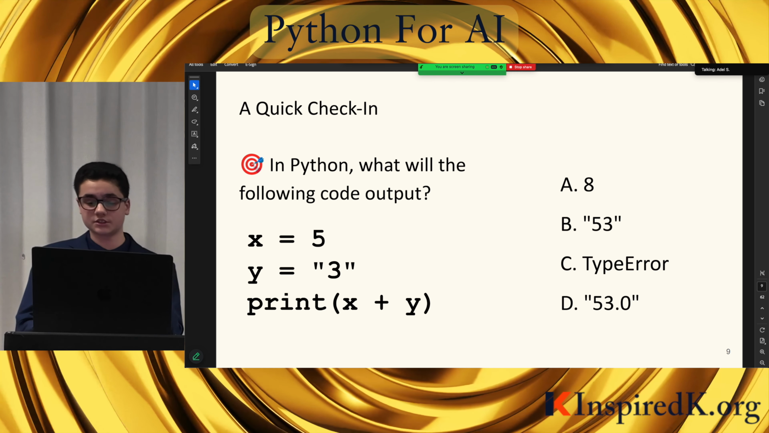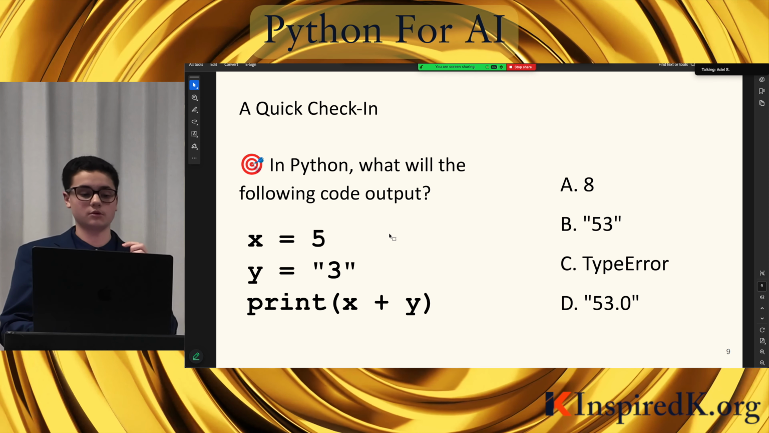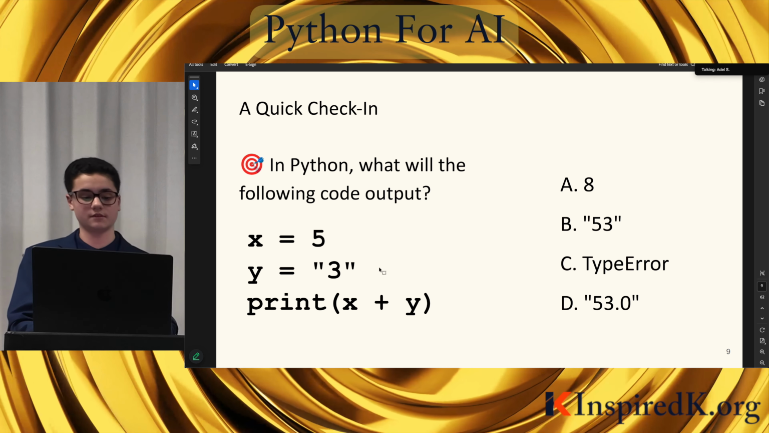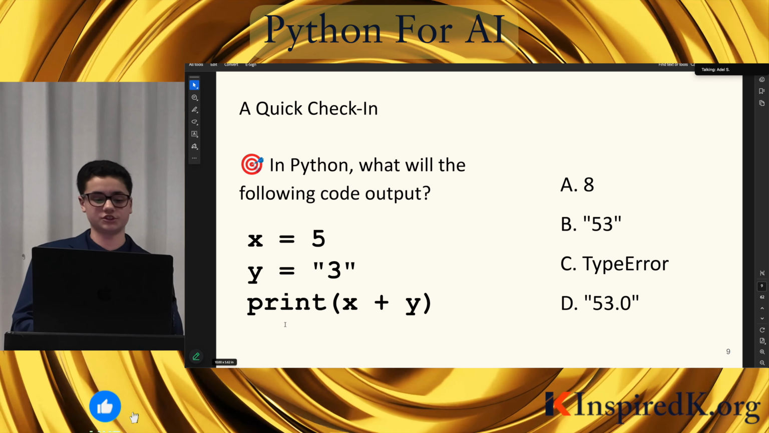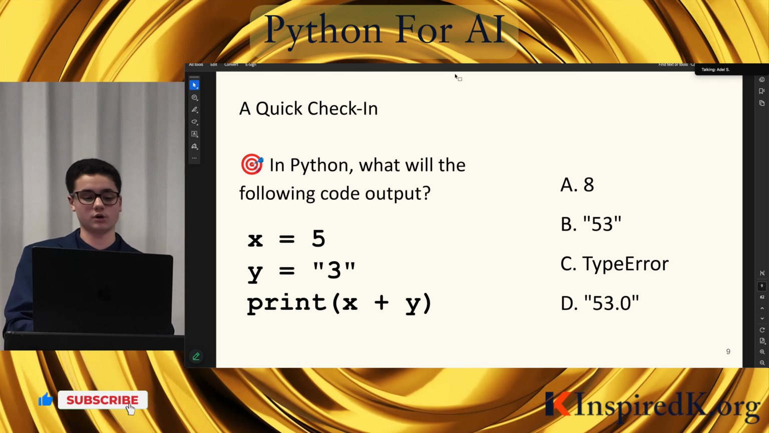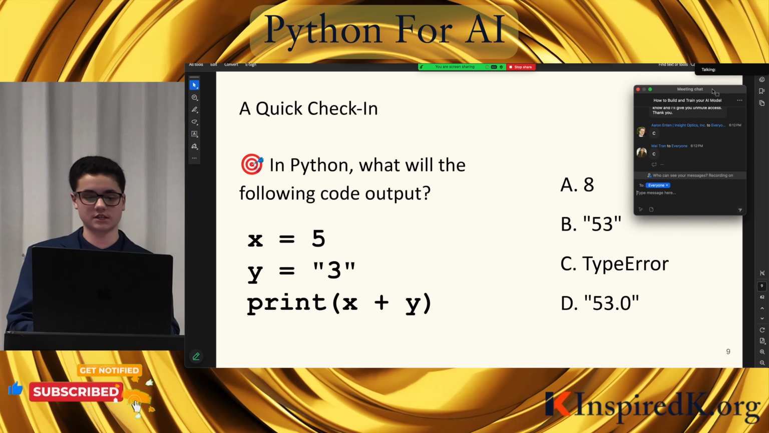So let me just provide a quick question and perhaps you can answer in the chat. So if we have this code where the variable x equals 5 and the variable y equals the string of 3, what will you see when you attempt to add x and y and output it in the console? I'll give you a few seconds to answer the question.